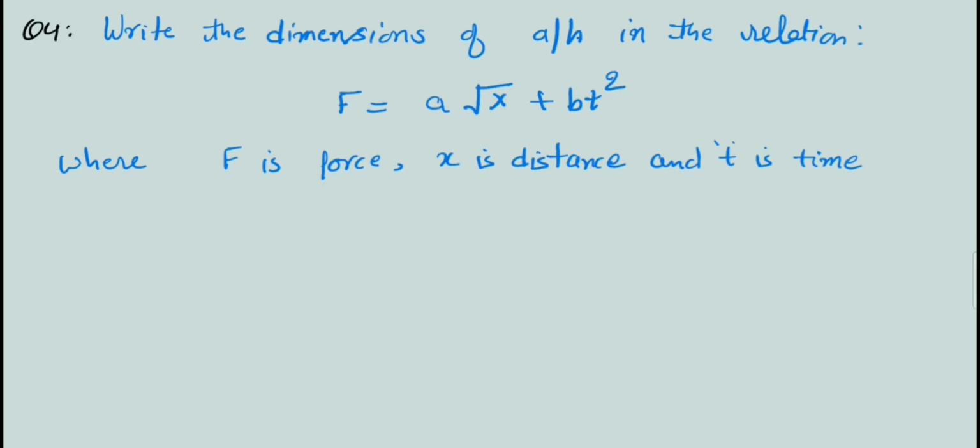So question number 4 is: write the dimensions of a divided by b in this relation, F is equal to a square root of x plus b times t square. Here F is the force, x is the distance and t is the time.